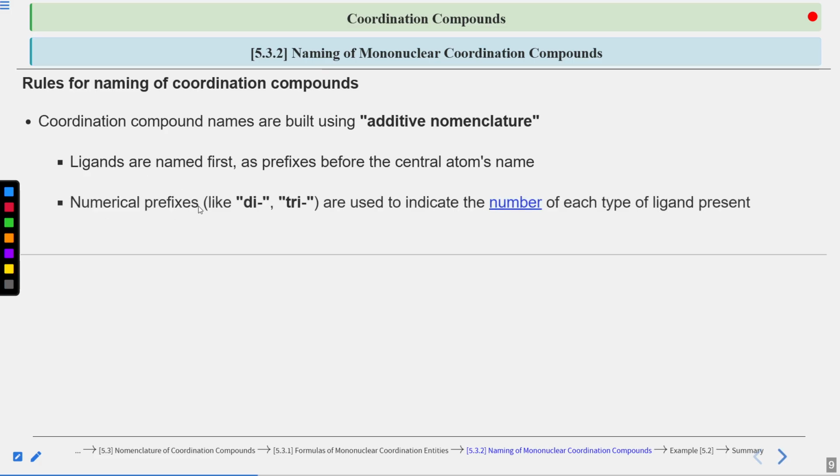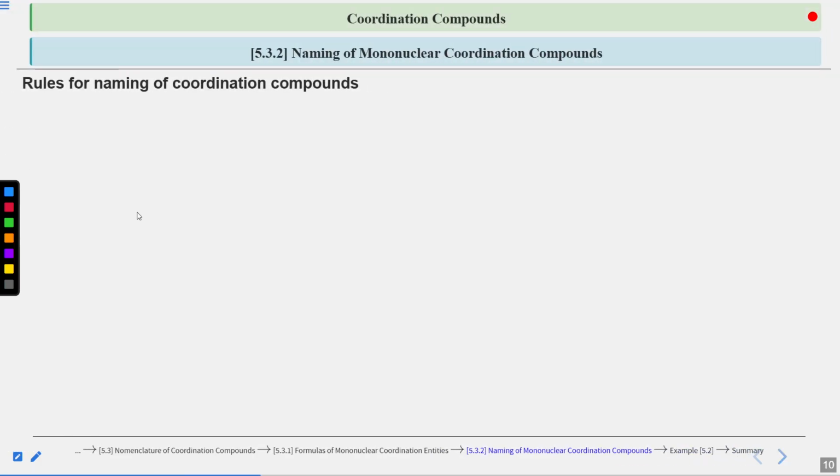Numerical prefixes like di and tri are used to indicate the number of each type of ligand present. If the ligand is more in number, more than 2 or more than 3, then you can use numerical prefixes like di or tri to represent the number of ligands present in our coordination compound. The following rules are used when you name the coordination compounds.